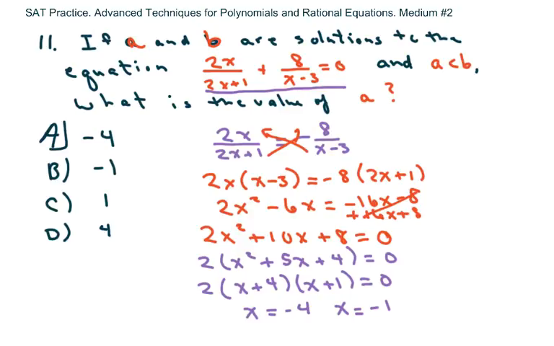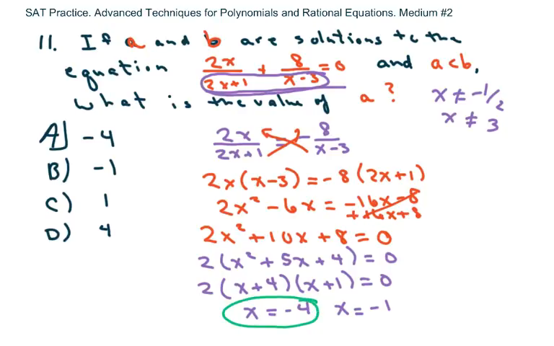Now we have to check. If you look at the domain here, x can't be negative 1/2 and x can't be 3, or that means you would be dividing by 0. So basically both solutions work. A and B are solutions, and A is smaller, so the smaller solution is negative 4. And that's your answer, because negative 4 is smaller than negative 1.